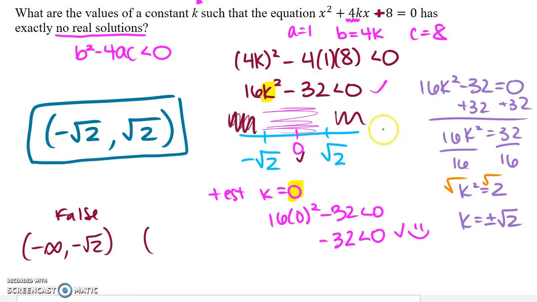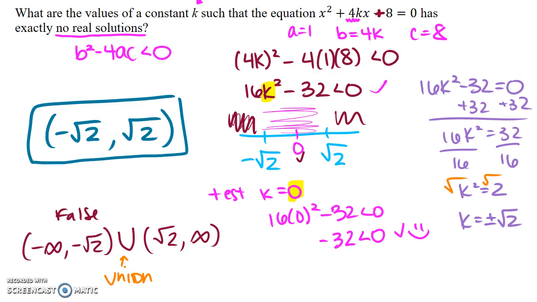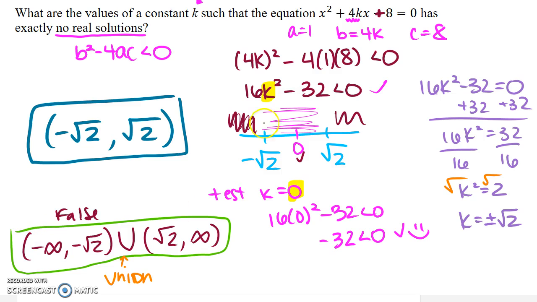And then you'll have all the numbers to the right of √2. So √2 to infinity. And in math, we use a symbol called union to dictate that you are combining these two intervals. So if it was false, this is what you'd have to write if you are including both of the outside intervals.